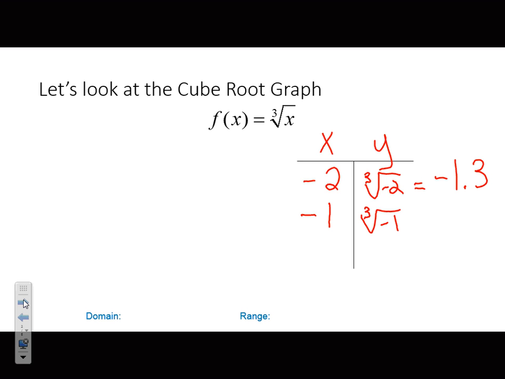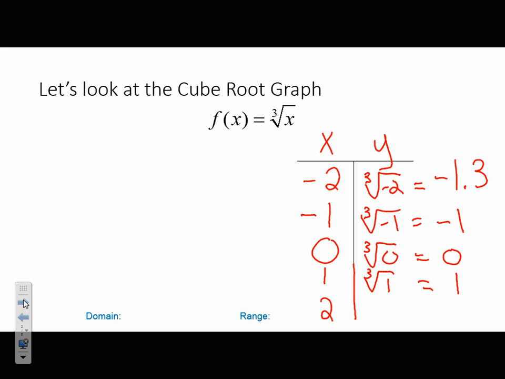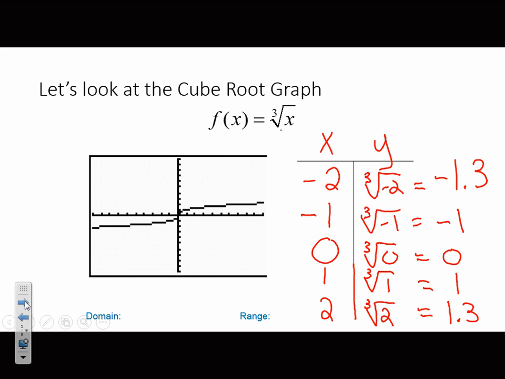So move on, we're going to do -1. Cube root of -1 is just going to be -1. Then we're going to do 0. Cube root of 0 is just 0. And last, two more. We'll do a +1 and a +2. Now, if we do the cube root of 1, we're just going to get 1. We do the cube root of 2, and we're going to get a +1.3. So this graph is going to look something like this. We'll start here at 0, 0, and we'll go off in one direction, and then we're going to go off in the other direction as well.